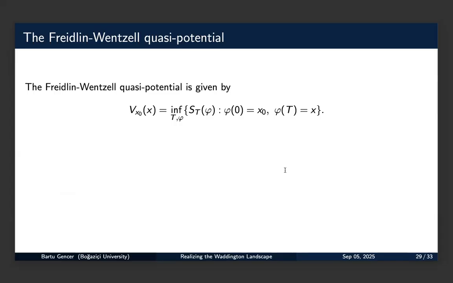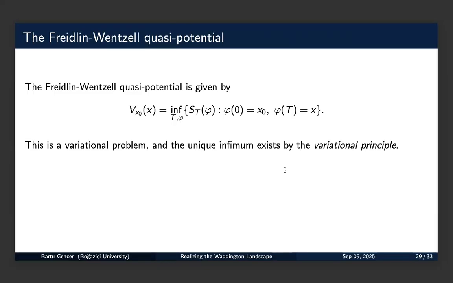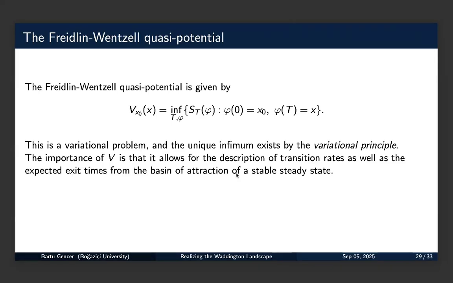And using that functional, we can come up with this following expression, which I'm going to call V, and this can be shown to be a quasi-potential. This is a variational problem here because we are taking the infimum over 2 variables, as you can see. The unique infimum exists by the variational principle, so that's fine. And this is good because V allows us to calculate the transition probabilities between 2 states, and it is given by this exact formula. So this is very nice.